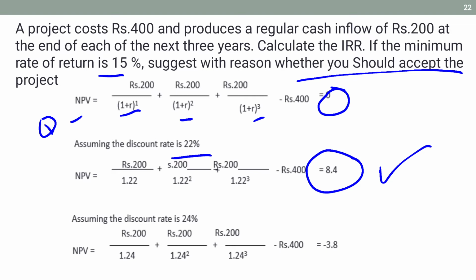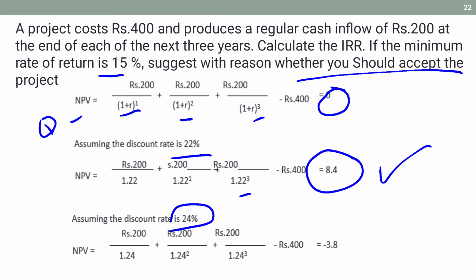Another one, in the trial and error method, you have to take another percentage where the value of NPV should be negative. Value of NPV should be negative, right? I'll explain it. When it is 0.22, it is 8.4, right?